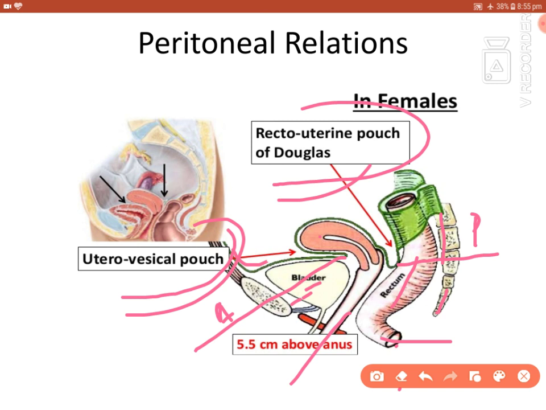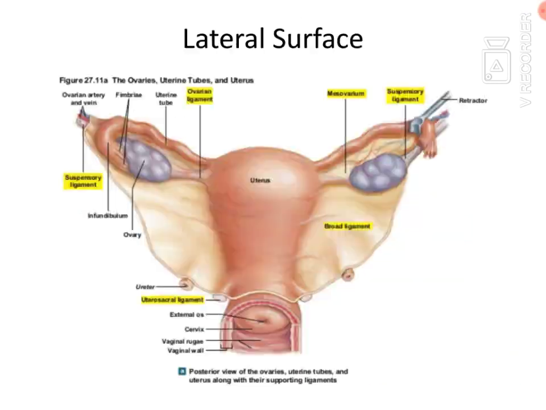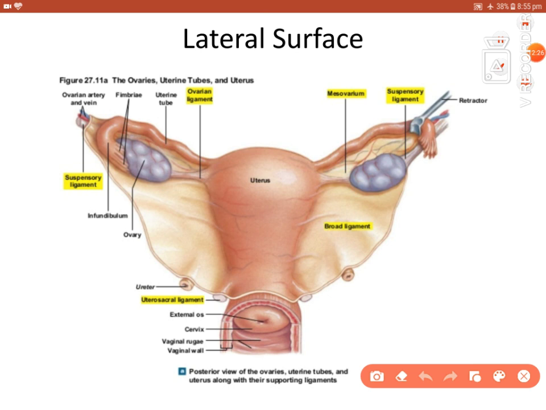So that's about the peritoneal relations. Then here you can see the lateral surface. This is also the posterior view. The lateral surface, here you can see, there is a peritoneal fold attached, that is called the broad ligament. This broad ligament is a double layer fold of peritoneum.